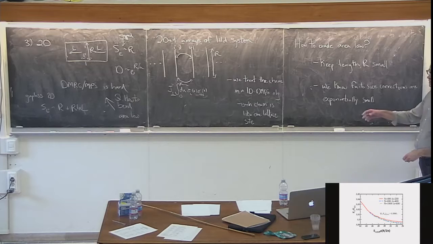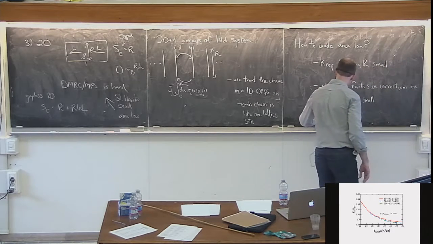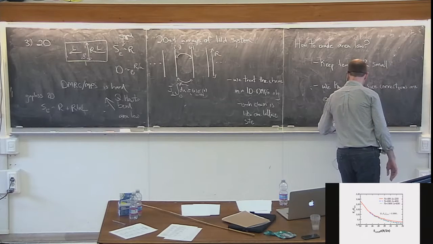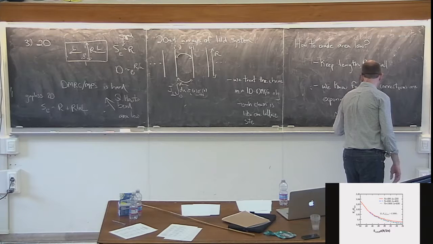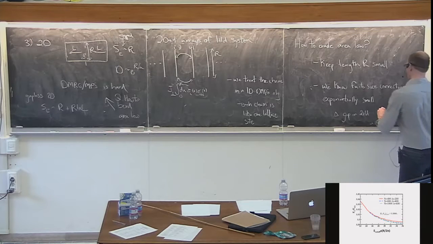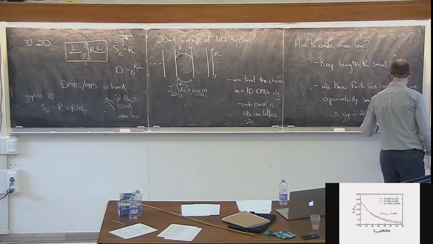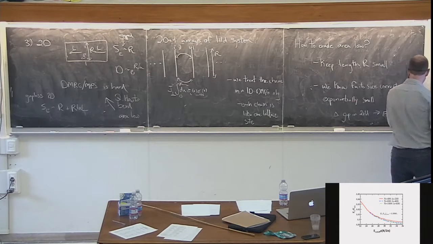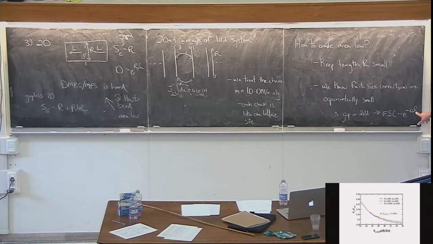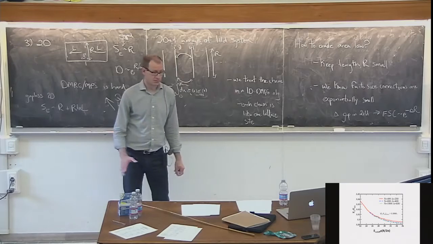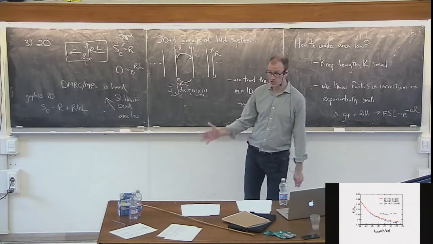So if delta is the gap in the full system, in the 2+1 dimensional system, our finite size corrections are going to be suppressed by e to the minus delta r, exponential in delta r, for exactly the same reasons that I discussed for the one-dimensional TCSA.